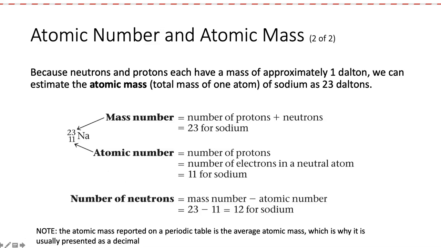23 minus 11. If we take the mass number and subtract the atomic number, for sodium it's 23 minus 11, we get 12. And that means that there are 12 neutrons in the sodium atom.